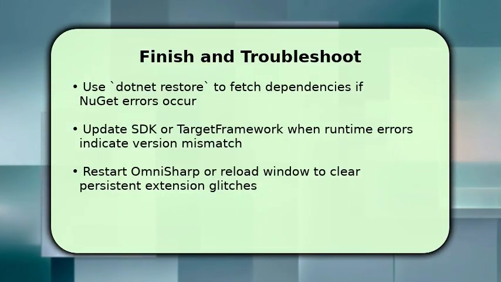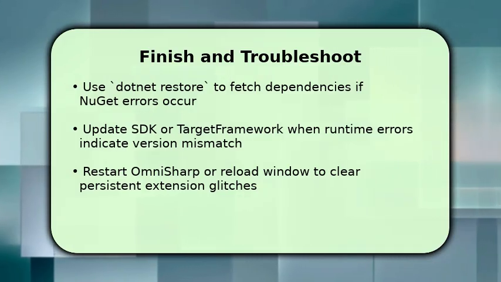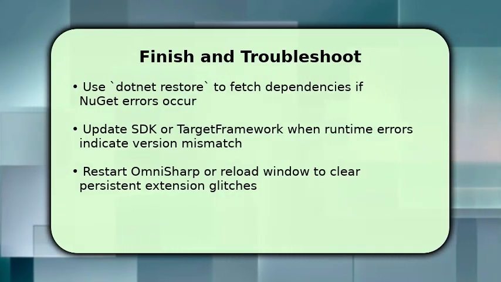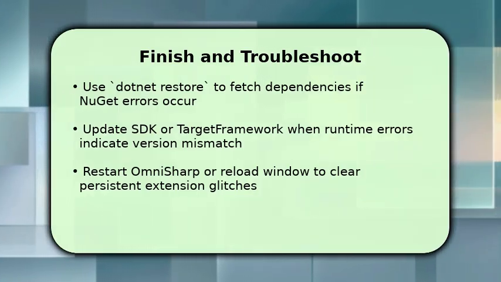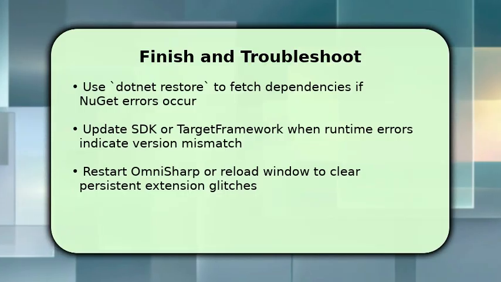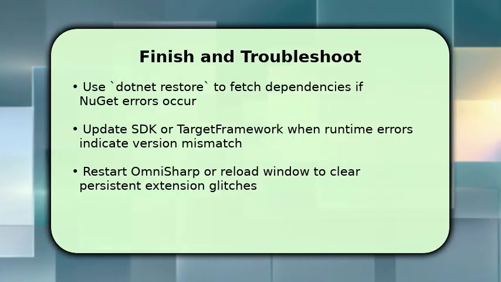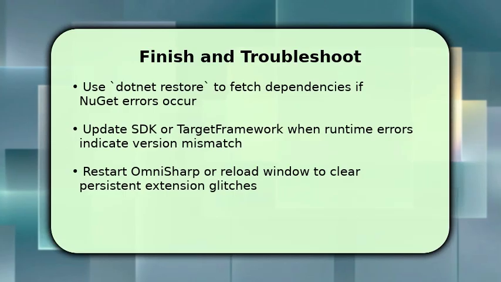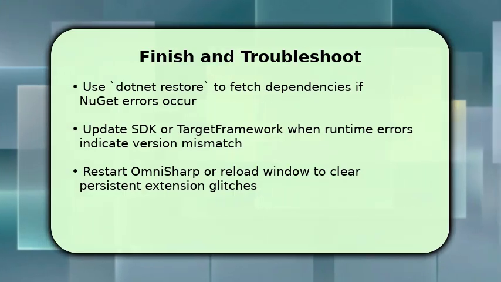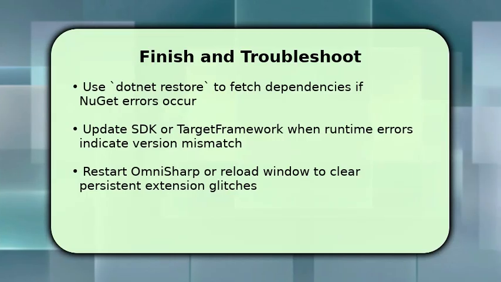If something goes wrong, check the Output and Problems panels for clear error lines and make sure the target framework matches your installed SDK. A common fix is updating the SDK or editing the .csproj, then rebuilding. If the debugger or IntelliSense still misbehaves, reload the VS Code window or restart OmniSharp. That resolves most issues.